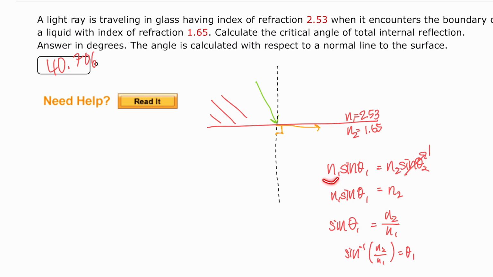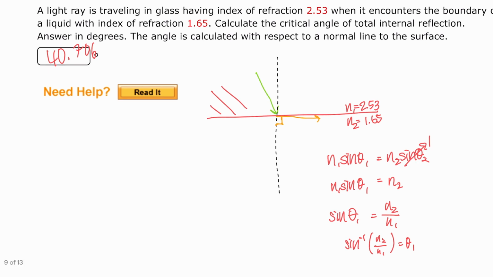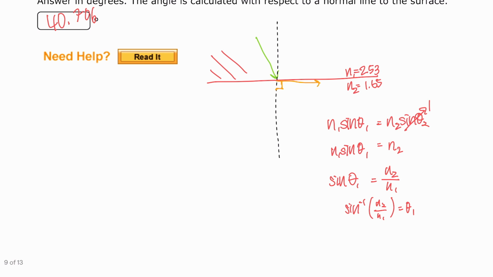So we set up Snell's law again, and since the sine of theta 2 is equal to 1, we can just cross that out and set it equal to 1. This value, however, is not 1, so we need to plug in n2 here. And then we just solve for theta 1, because we're given n1, and theta 1 corresponds to this angle here.